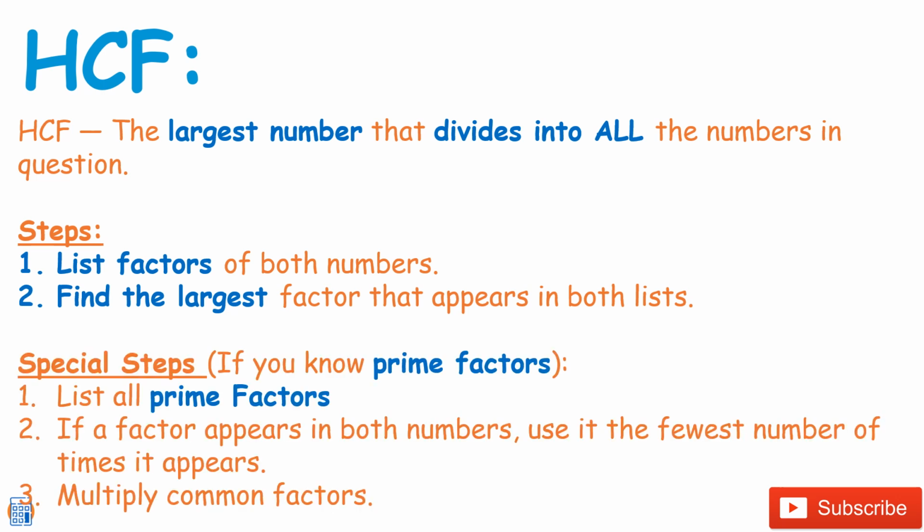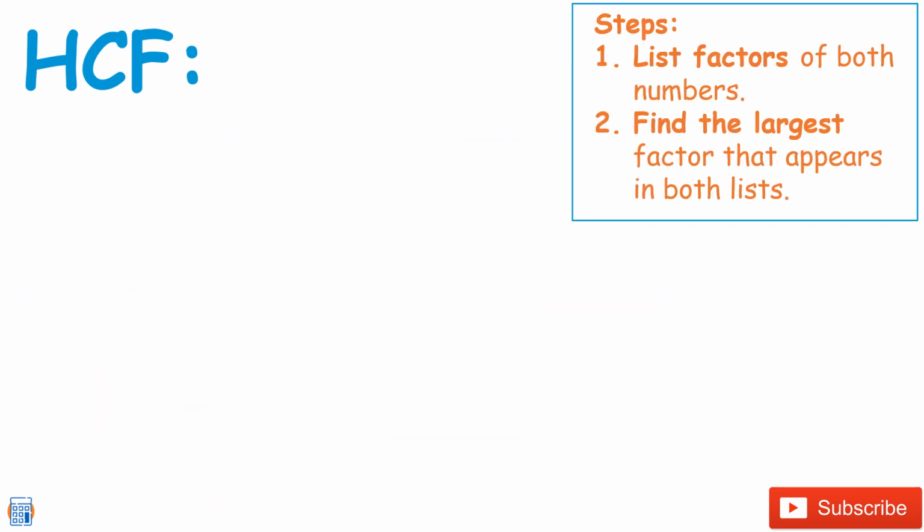There is also another special step, I bet you're glad to know. If you know the prime factors, you can list all prime factors. If a factor appears in both numbers, use it the fewest number of times it appears, and then, similar to before, multiply. So we'll start off with a normal one. Find the highest common factor of 36 and 48.